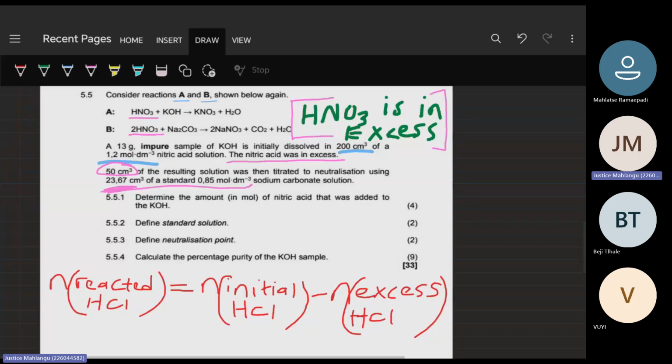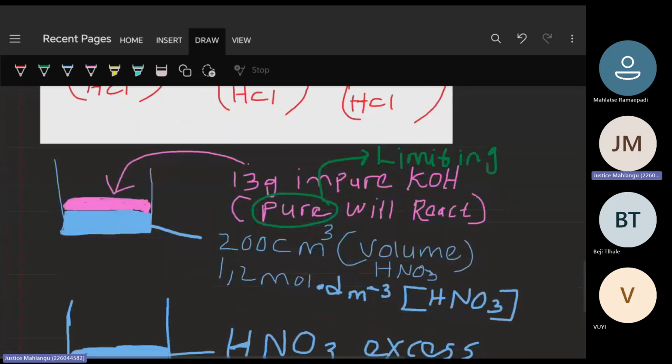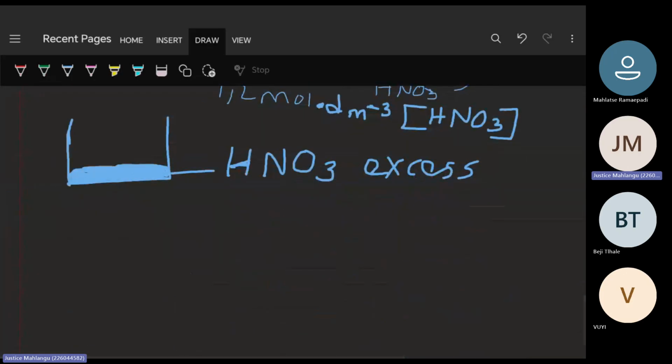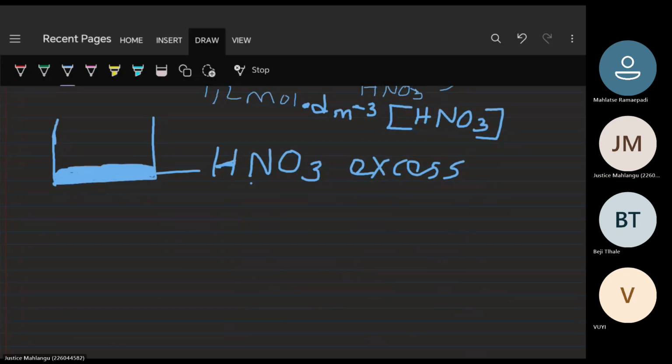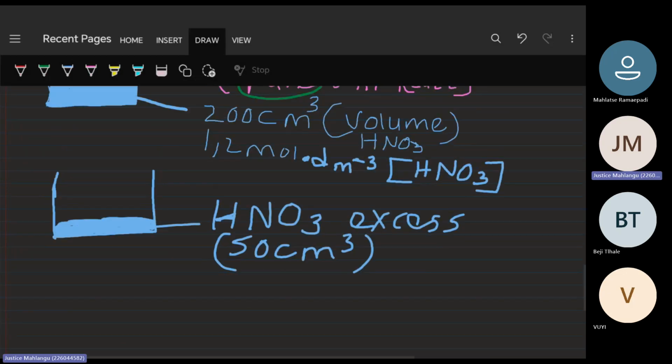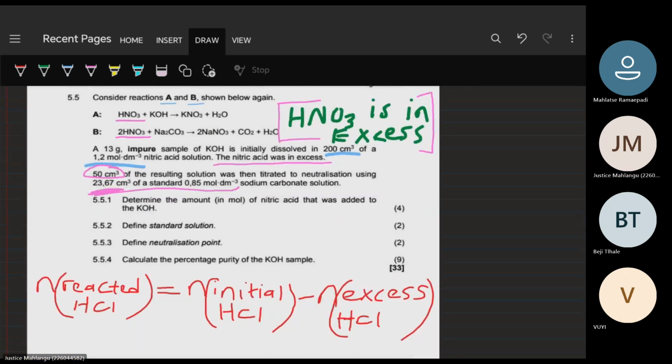Okay, I want you to look at this 50 here. 50 cubic centimeter of the resulting solution was titrated. So we are only taking 50 here. You see the one that is in excess here? It is 50 cubic centimeter. They are only taking 50 cubic centimeter of the resulting solution. Resulting, which means the one that is in excess, the one that we are left with in the beaker.